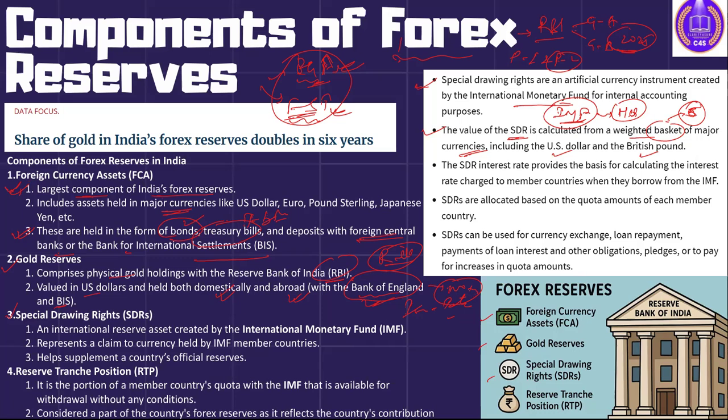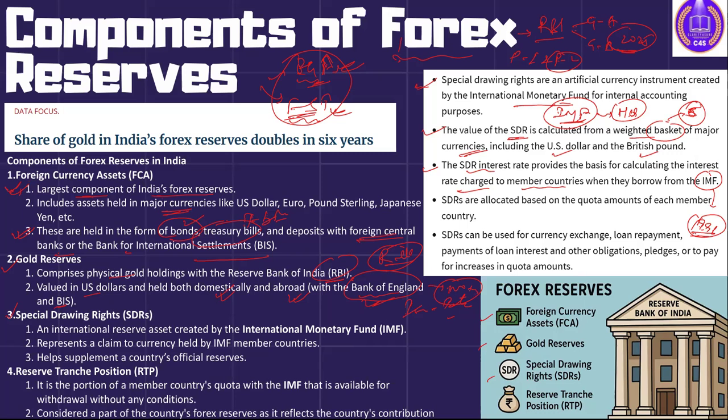financial decisions. The SDR interest rate provides a basis for calculating the interest rate charged to member countries when they borrow from the IMF. And we have seen India also borrowed a huge chunk of money during 1991. At the time of economic reform, India had borrowed. So the interest rate actually depends upon the SDR interest.